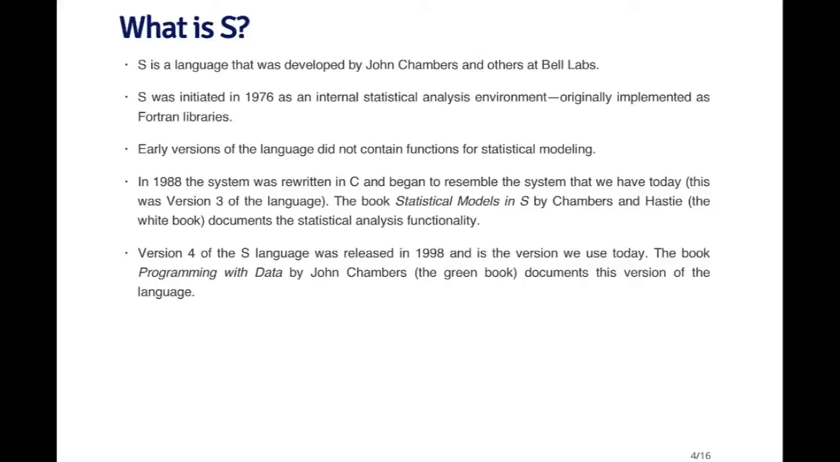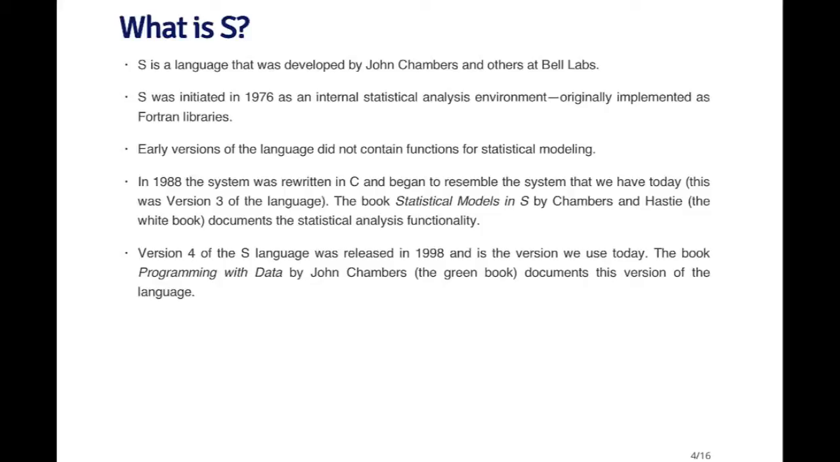So S was a language, or is a language, that was developed by John Chambers at the now defunct Bell Labs. And it was initiated in 1976 as an internal statistical analysis environment, so an environment that the people at Bell Labs could use to analyze data. And initially it was implemented as a series of Fortran libraries to implement routines that were tedious to have to do over and over again, so there were Fortran libraries to repeat these statistical routines.